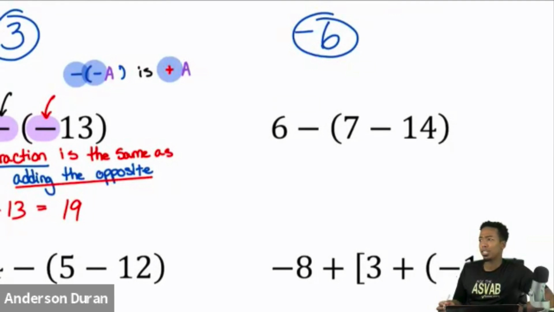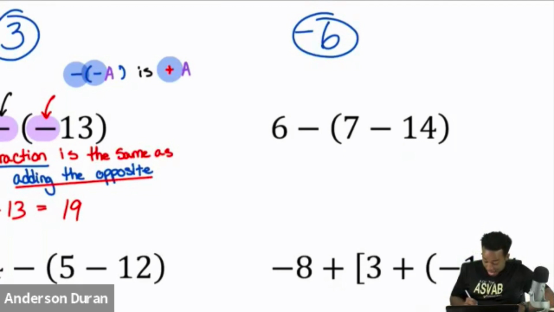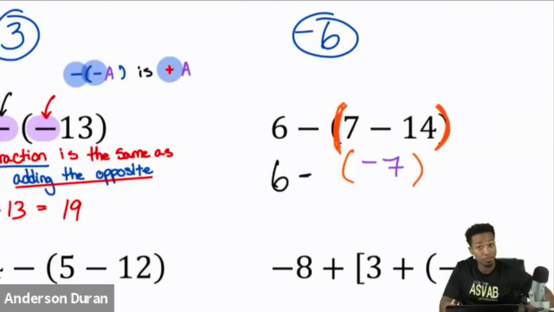7 minus 14. 7 and 14 are 7 numbers apart, but will it be positive 7 or negative 7, everybody? What will it be? Yeah, that's going to be a negative 7. Remember, subtracting is the same thing as taking the difference, and you just keep the sign of the bigger number. And so 7 minus 14 gives us negative 7, because 7 and 14 are 7 away, but you're taking away more than you have.